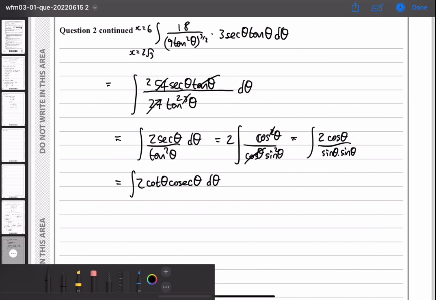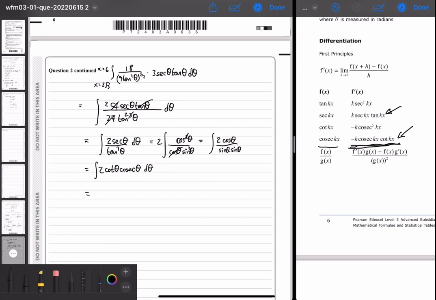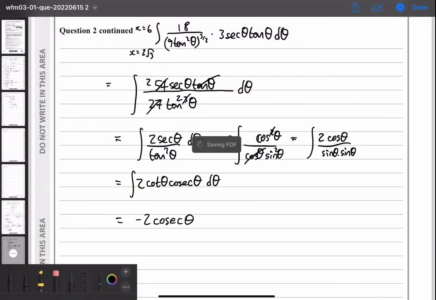And that I hope you recognize as something that we can find in the formula booklet. Here it is in the same section as the derivative of sec, if you needed that earlier. So the derivative of cosec, we're told, is this. So the integral of this, we can say, is negative cosec. So all of this is going to become negative 2 cosec theta. But of course we still have those limits which I haven't dealt with yet.